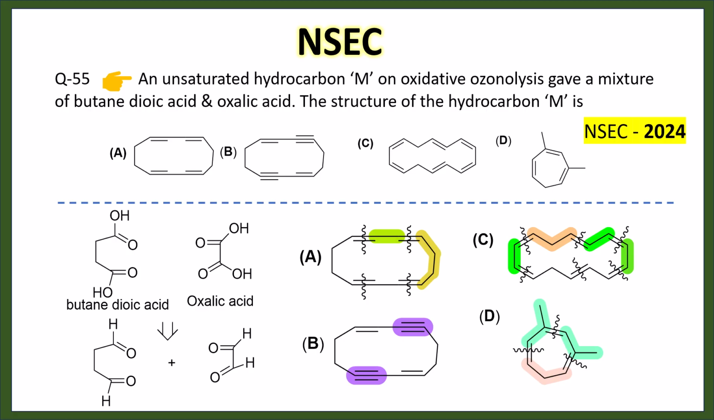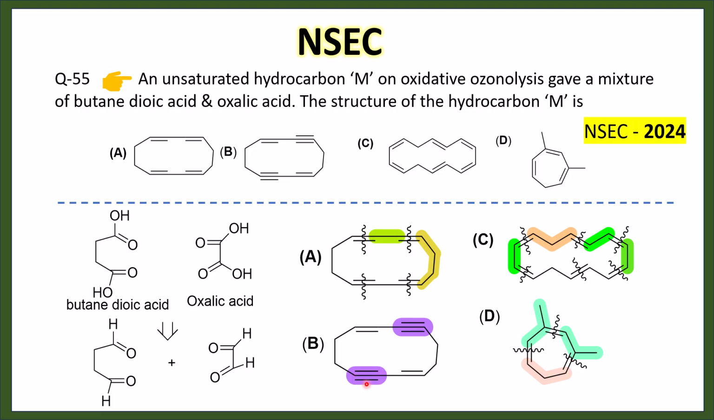Now question number 55. An unsaturated hydrocarbon on oxidative ozonolysis gives a mixture of butanedioic acid and oxalic acid. The correct structure of the hydrocarbon is, let's do that. So this butanedioic acid and oxalic acid are derived from glyoxal and also butane dialdehyde. Now let's do ozonolysis of each compound. We could find that ozonolysis gives here butane dialdehyde from both the ends and also glyoxal. So that means option A is the right option.